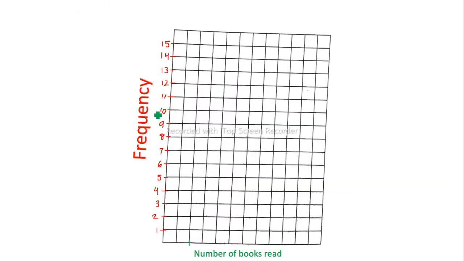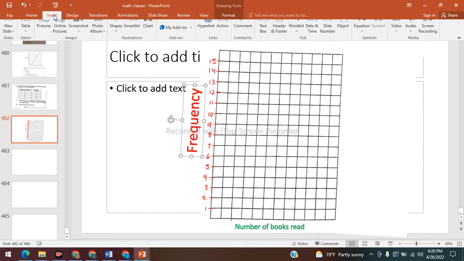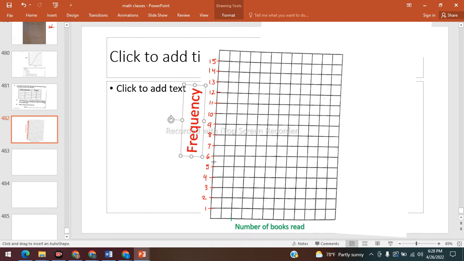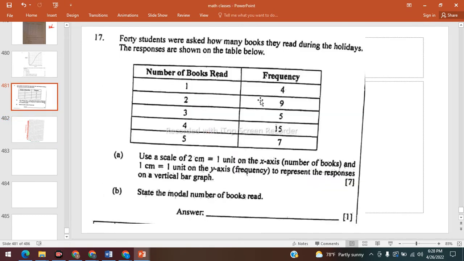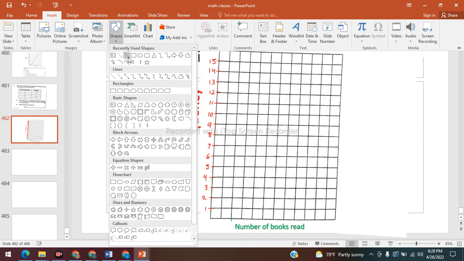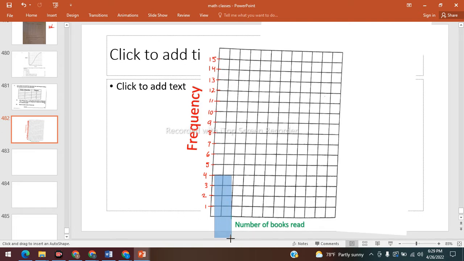Okay, what I'm going to do is do it like a bar graph. So for this one, the number of books is 2, right? The number of books read for 1 is 4. So we're going to get the bar and go up to 4. We can only take up to 2 spaces on the bar graphs.